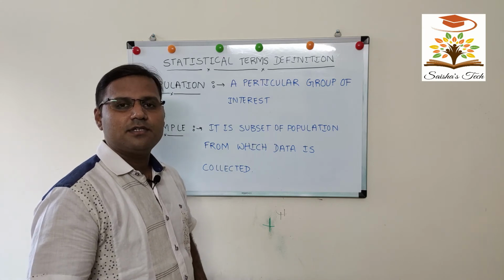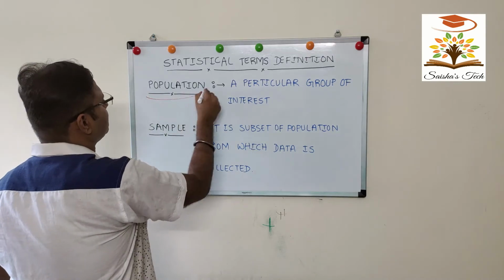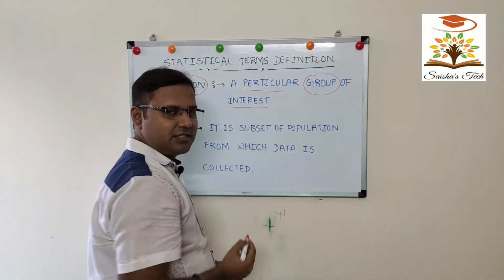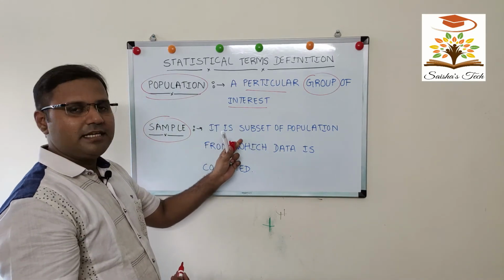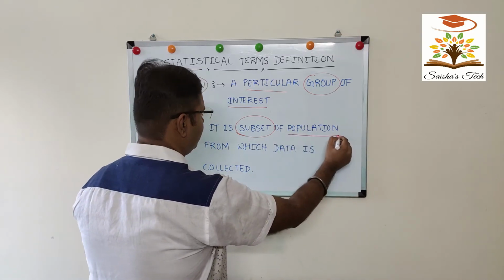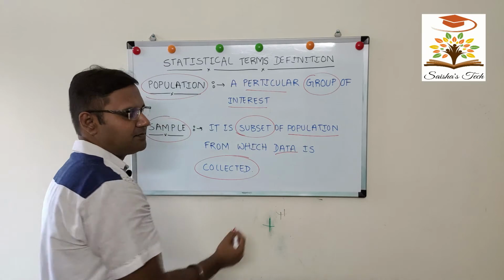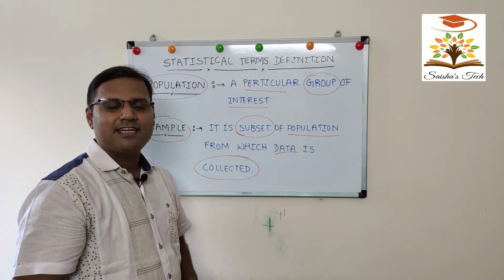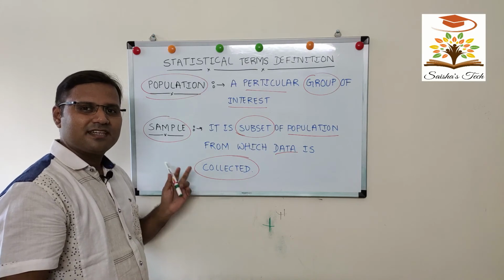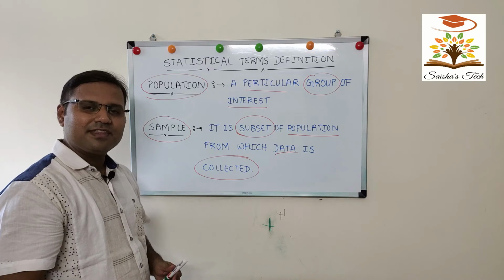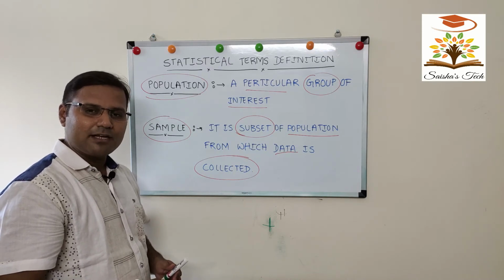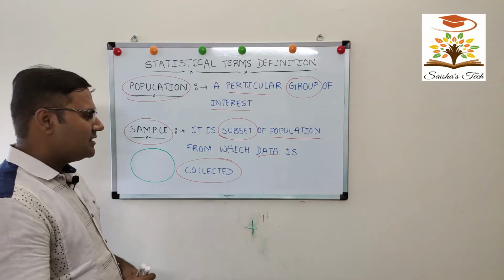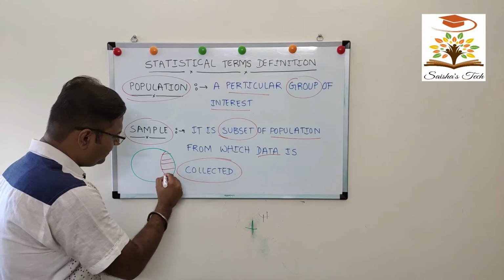Let us understand some of the common keywords in statistics, that is population and sample. Population, it is a particular group of interest. Sample, it is a subset of a population from the collected data. Examples of population: all the people living in Bangalore, all the males in the world. Similarly, examples of sample: if we consider Bangalore as an entity, then Electronic City would be a sample of Bangalore. Diagrammatically, population would be all the people, and similarly, sample would be a part of population.